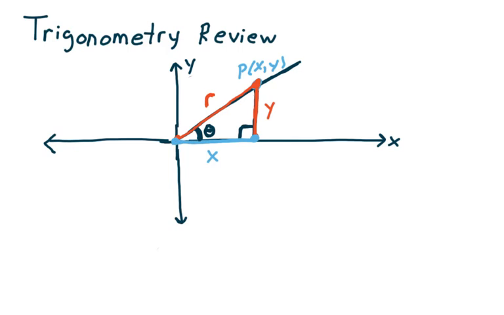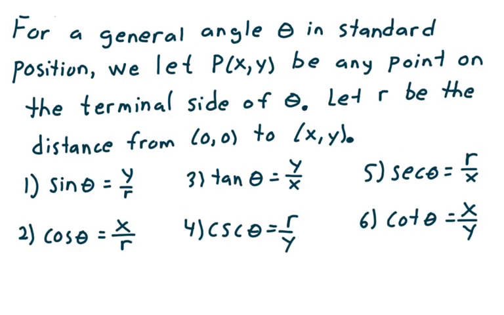Now we're ready to define our 6 trigonometric functions. Number 1, sine theta is equal to y over r. Number 2, cosine theta is equal to x over r. Number 3, tangent of theta is equal to y over x. Number 4, cosecant theta is equal to r over y. Number 5, secant theta is r over x. And number 6, cotangent theta is equal to x over y.